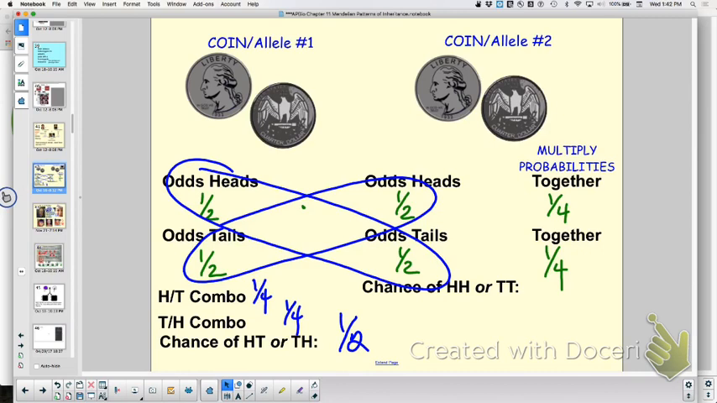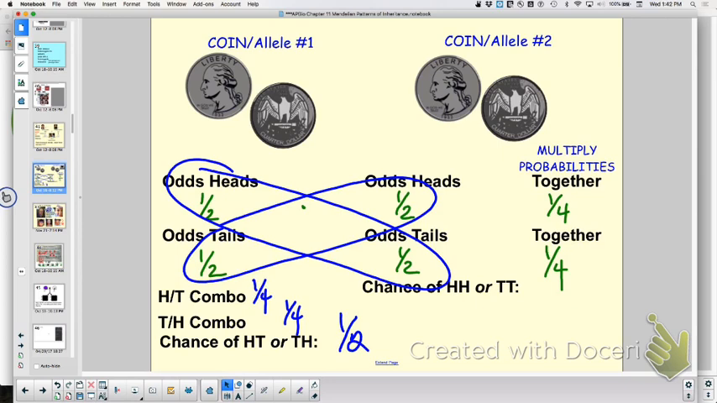Okay, so the product rule of probability is to find out the chance of 2 different events occurring together. You multiply the chance of them occurring independently. Like, what are the odds of heads, and in a second coin having heads? It's a half times a half is a fourth.